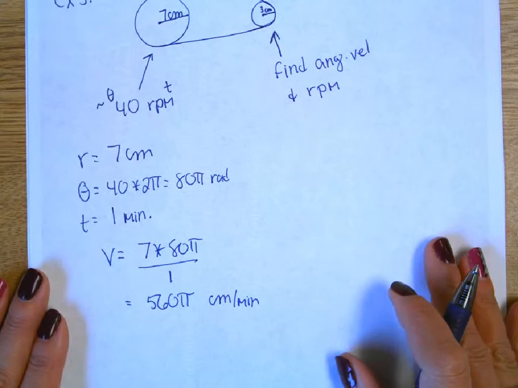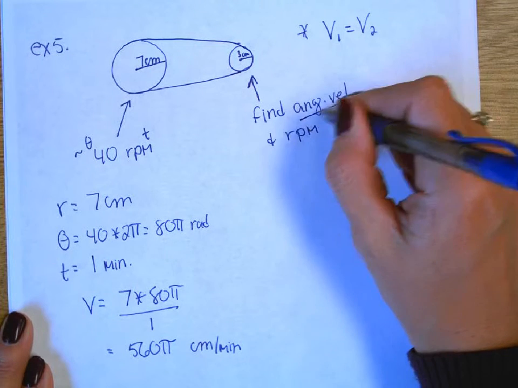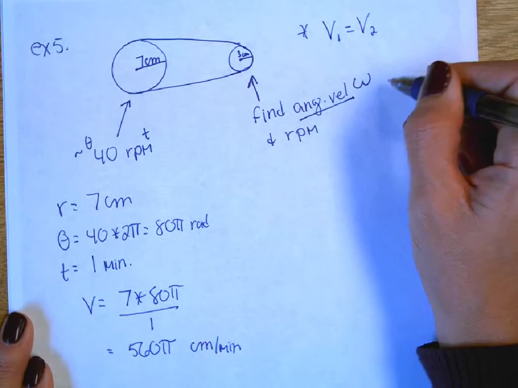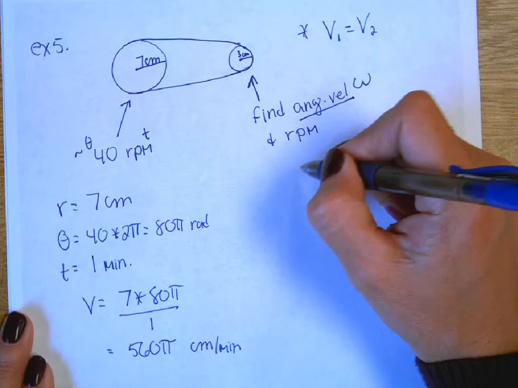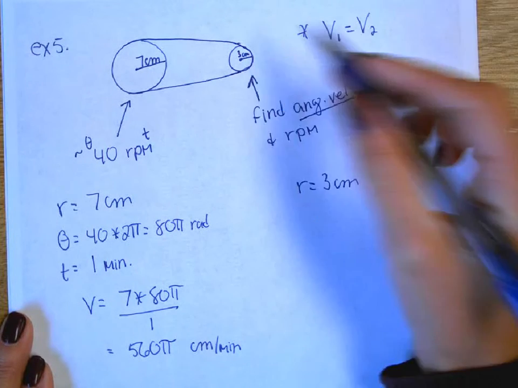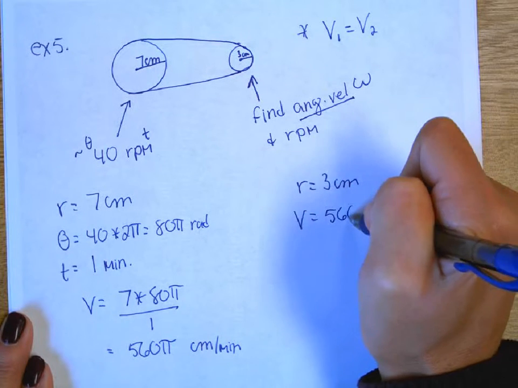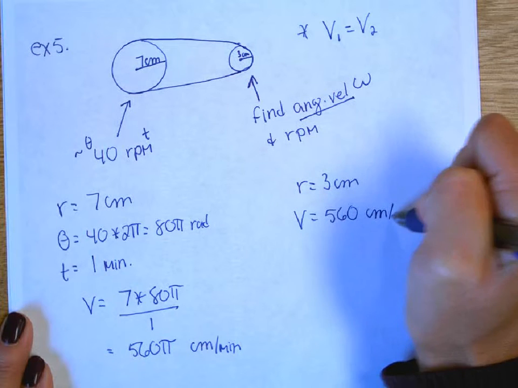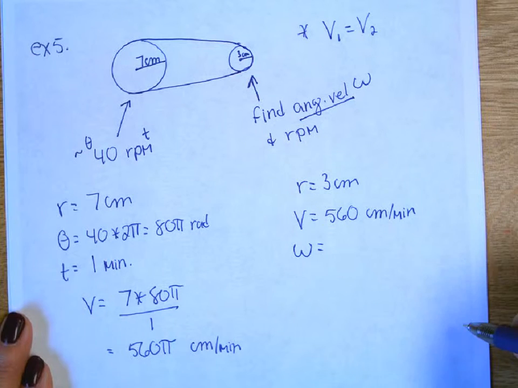Okay, let's see, what am I looking for on the small pulley? The RPM, and W first. Let's just do one at a time. I'm looking for W. What else do I know about this small pulley? The radius is 3. What else do I know about that small pulley? The velocity. I know the big V is 560 centimeters per minute. I'm looking for W. V equals RW. New formula.